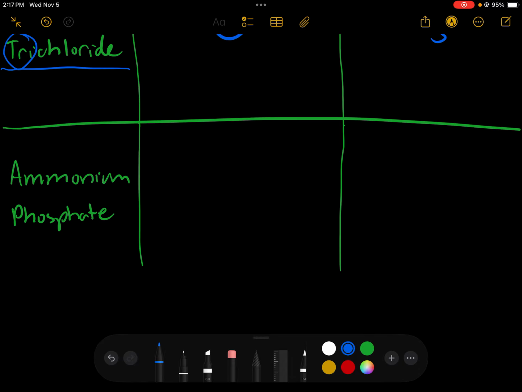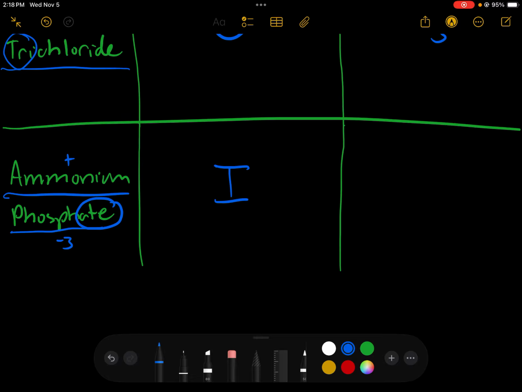Last but not least, I have ammonium phosphate. Now, ammonium is a polyatomic ion. It is not a metal, however, it does have a positive charge, so this is going to be an ionic compound. Phosphate is another polyatomic ion, and that is going to have a -3 charge specifically. Now, if you are confused on whether we should be looking at the periodic table or the polyatomic ion chart, I want you to look for suffixes like ate, because if you see an ate or an ite suffix, that means you need to look at your polyatomic ion chart.